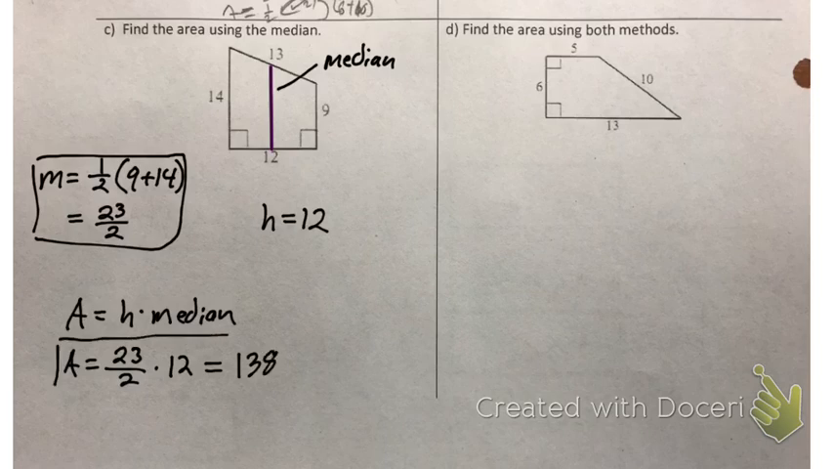They could ask for just for us to solve for the median. Do you want us to answer with 23 over 2, or should we simplify it down? You can put it as a decimal if you want. It doesn't really matter. All right, find the area using both methods.